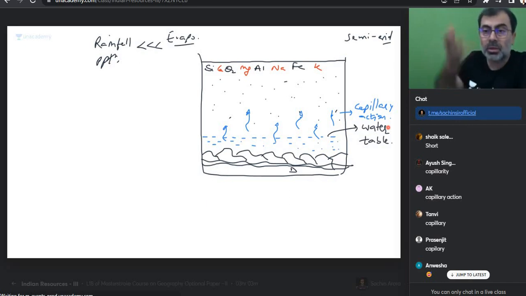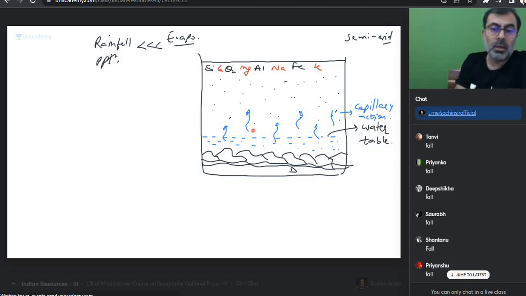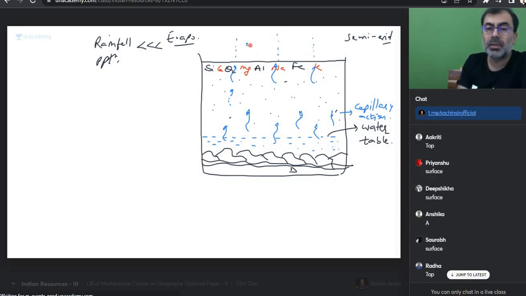Because of evaporation, will the water rise from the bottom or not? What will happen to the water table? Will it fall or go up? The water table will fall. Perfectly okay. Where is the water eventually wanting to go? It wants to reach the surface, and from there evaporate. Is everyone okay?